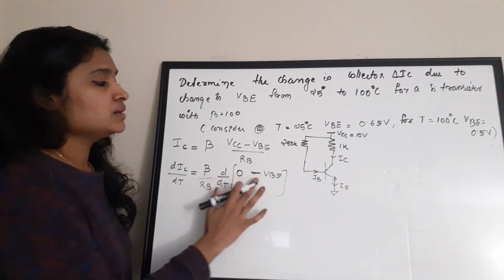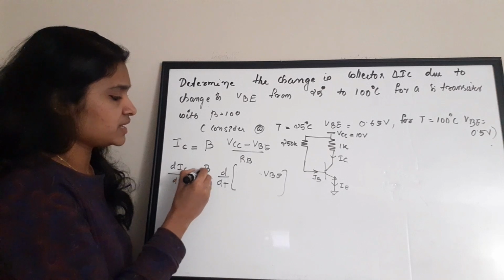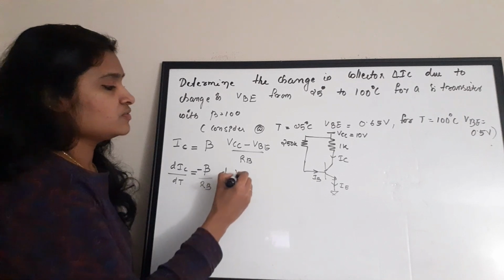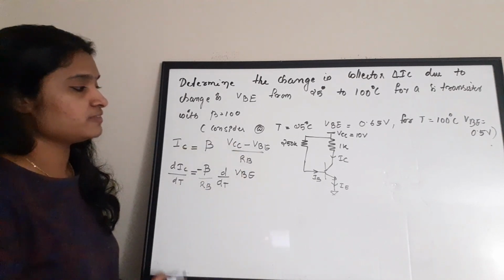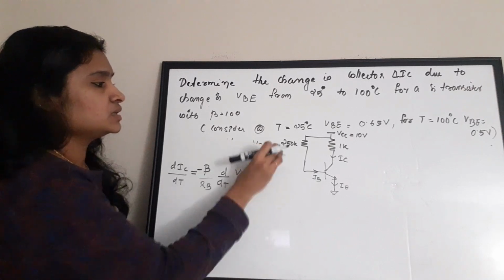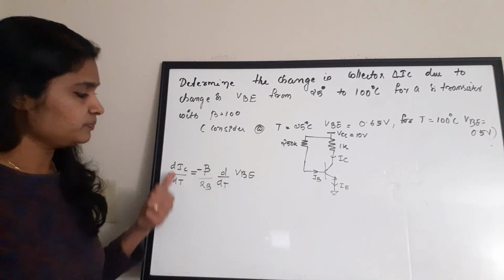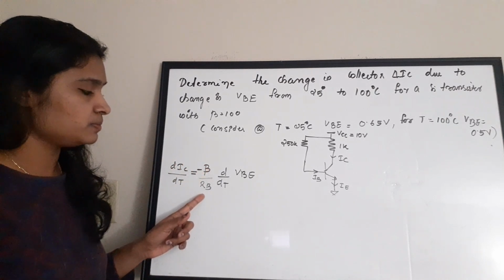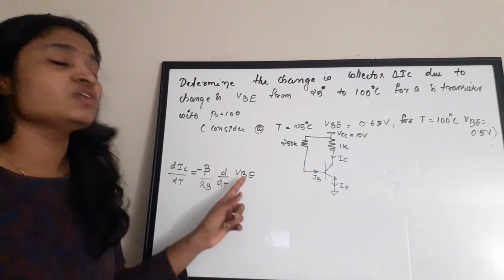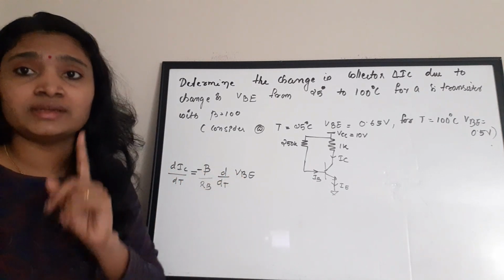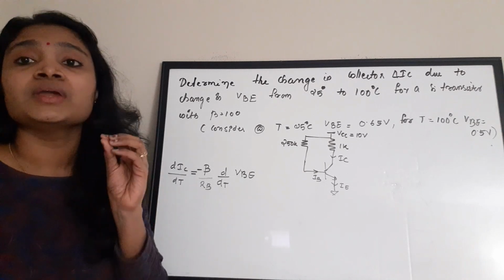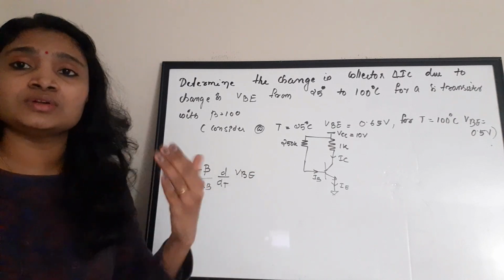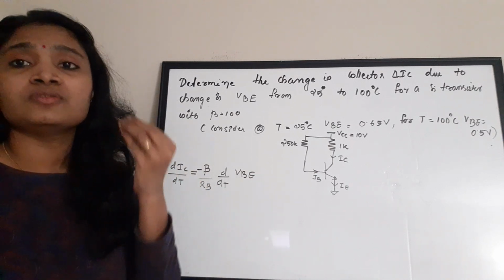There is no change. So minus VBE. We'll take the minus also outside, and we'll put this d by dt to VBE. So this is the modified equation. I'm going to remove this so that you can see it more clearly. So dIC by dt, you can write as minus beta by RB into d by dt of VBE, because the only term which is getting affected by the change in temperature is the base emitter voltage.